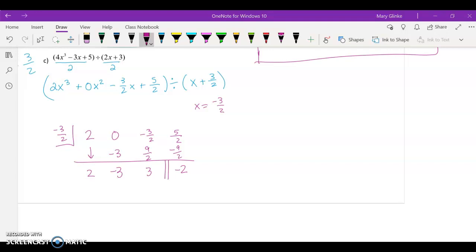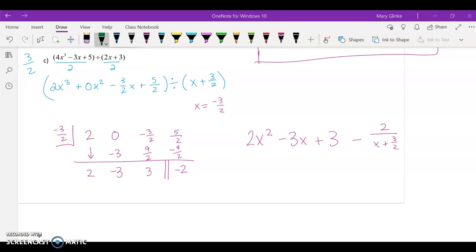So to write out my answer here, I would have 2x to the second, again I'm decreasing my polynomial by a degree of 1, minus 3x plus 3, oh, not a plus, minus, oopsies, minus 2 over, now we changed our divisor, it is x plus 3/2. And at this point, here's where we can counteract that, because if we go back to the original problem, we weren't dividing by x plus 3/2. We were dividing by 2x plus 3.